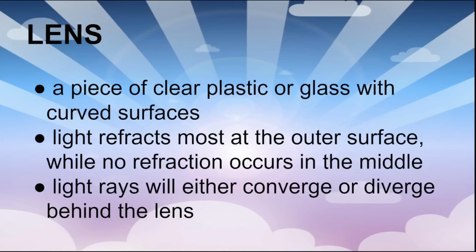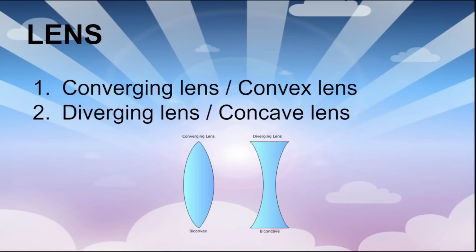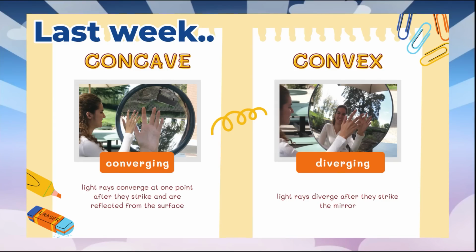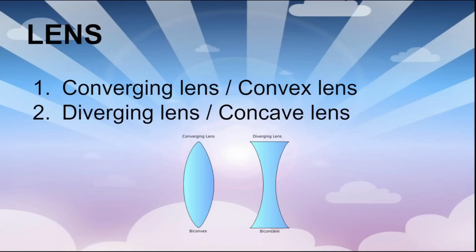We have two types of lenses. We have a converging lens or a convex lens and a diverging lens or a concave lens. Ngayon, kung naaalala ninyo yung pinag-aralan natin last week, siguro malilito kayo kasi last time, ang tawag natin sa converging mirror ay concave mirror at yung diverging mirror naman ay convex mirror. Magbabaliktad siya for the case of lenses. For this time, we will call converging lenses convex lenses and diverging lenses concave lenses. So mamaya malalaman natin kung bakit ganon.